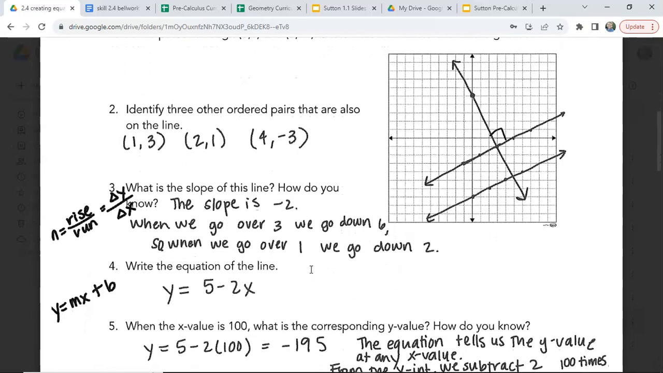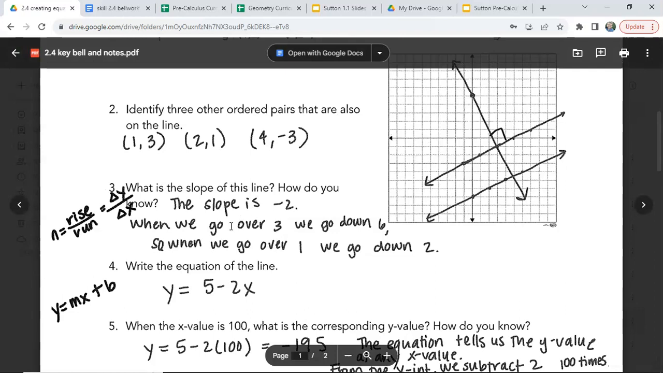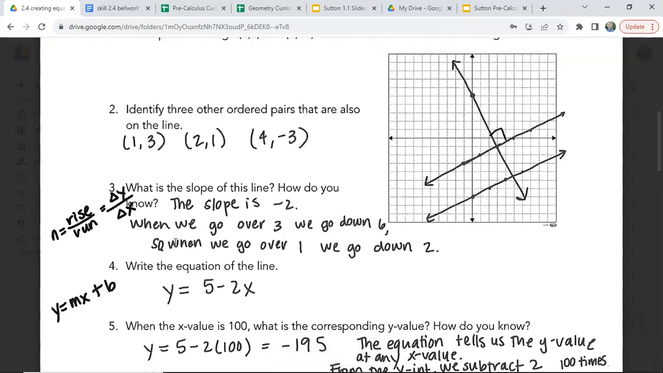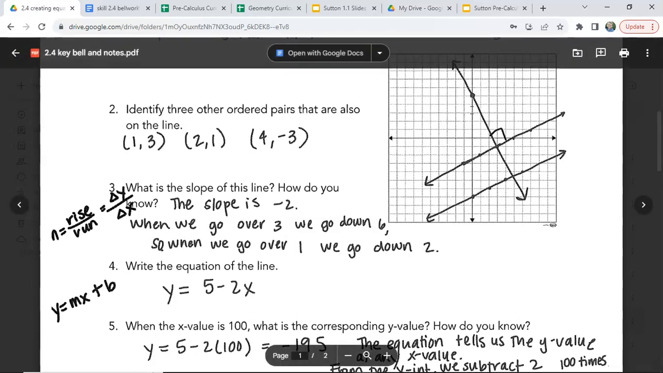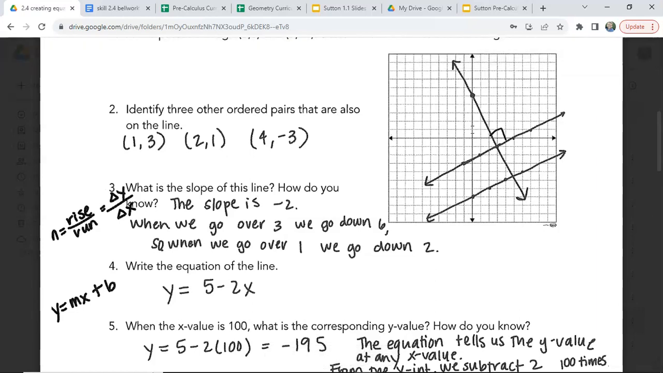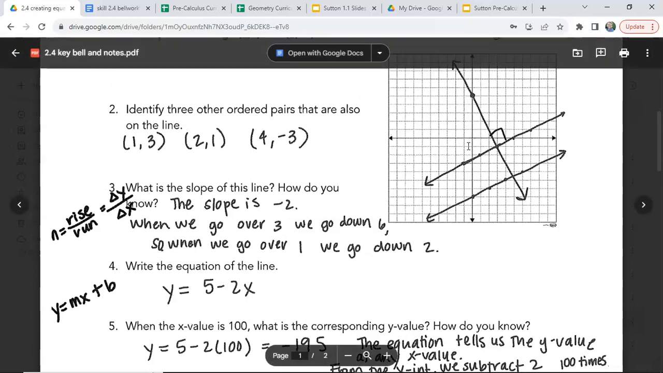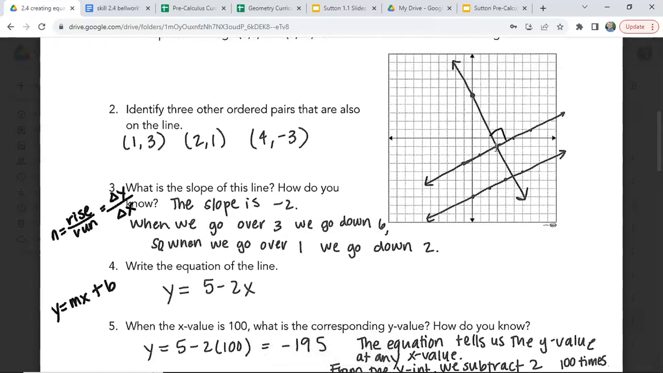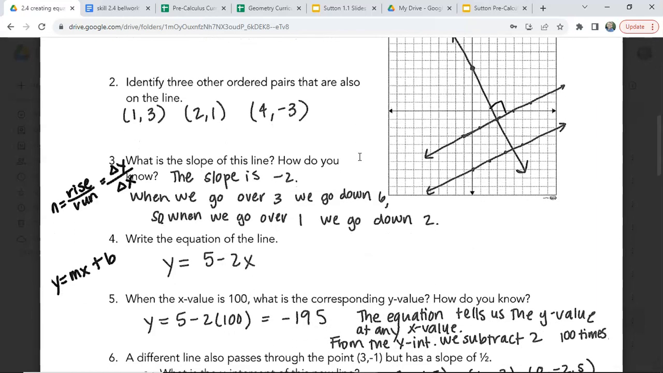What is the slope of this line? How do you know? The slope is -2. So doing rise over run from the 2 points, when we go over 3, we go down 6, and go over 1, down 2. So from this point to this point, it's down 1, 2, 3, 4, 5, 6, and then to the right, 1, 2, 3. So that would be -6 because we're going down, over 3. -6 over 3 simplifies to -2.